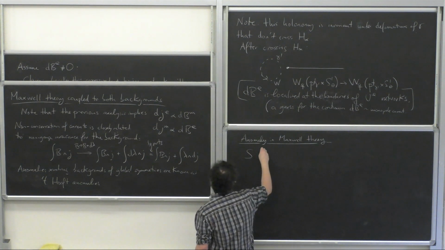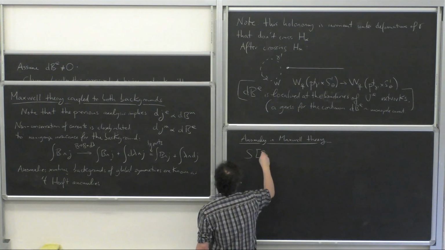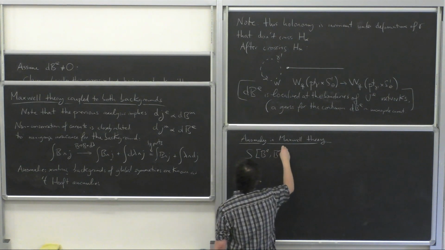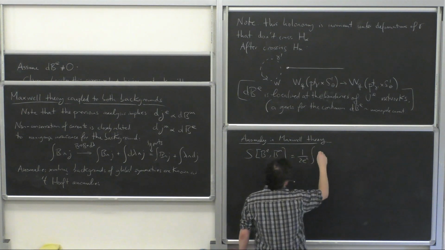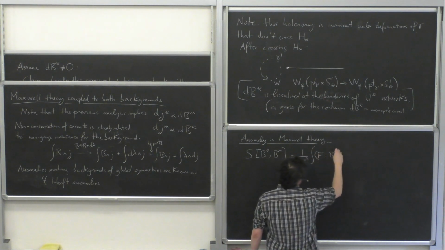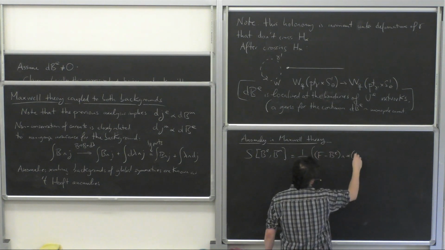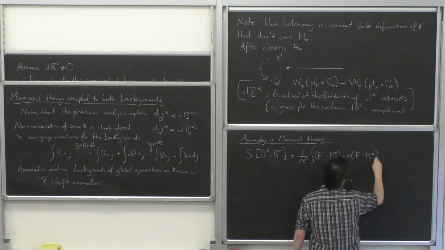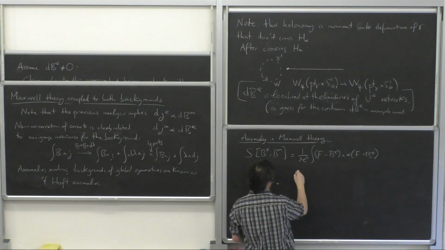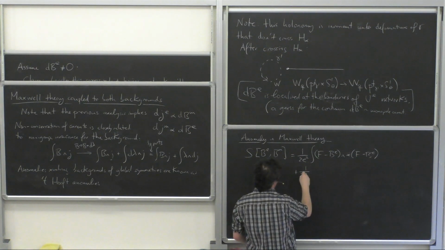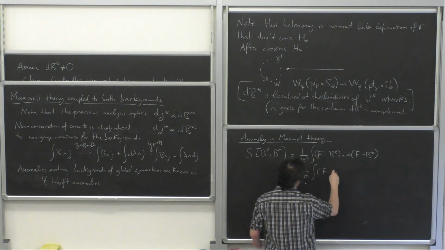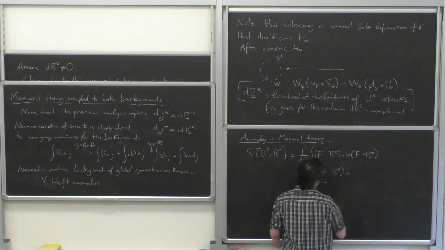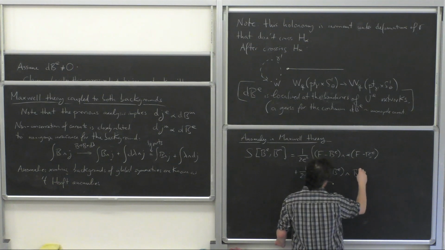Okay, so this is my action coupled to both electric and magnetic backgrounds. This is 1 over 2e squared, F minus B electric, wedge star F minus B electric. There's the electric coupling. And then the magnetic coupling, 1 over 2 pi i integral of F minus B electric, wedge B magnetic.